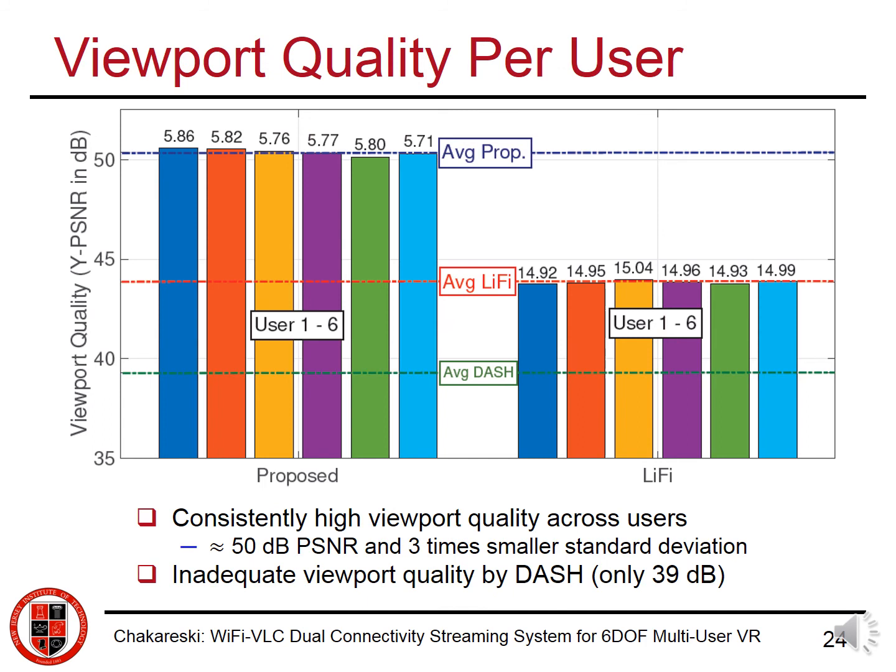Next, we examine the average viewport quality experienced by every user. The respective standard deviation is indicated on top of each bar. Our system enables a consistent 6.5 to 7 dB gain over Li-Fi across all users and 2.5 to 3 times smaller standard deviation. These advances will considerably enhance the user's quality of experience. We can further see that Dash enables poor viewport quality, only 39 dBs, as expected. On the other hand, our system delivers a high-quality viewport of 50.37 decibels for 6DoF VR content with 12K 120 frames per second, 360 viewpoints to notably advance the state-of-the-art.